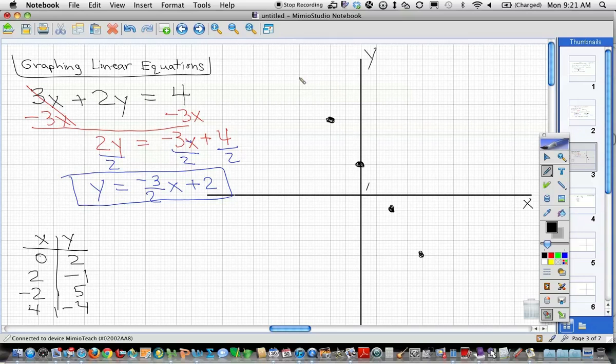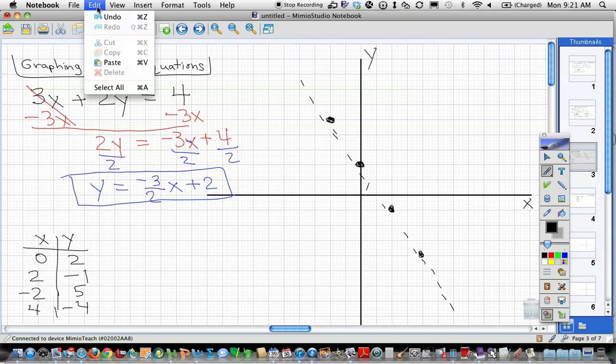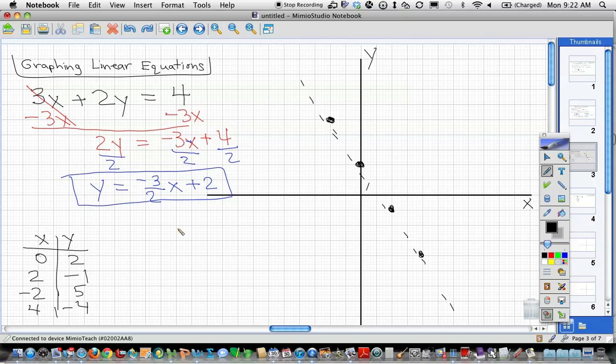Couldn't I do just the top 2 numbers, like the 0, 2 and the 2, -1? Well, you could have, but if you plotted one of them wrong, then your line would go somewhere else. If you do 4, then you always can catch if you goofed up one. So that's why we always said do 4. And then we wanted to draw our line all the way through there. Okay, now, I'm going to undo my little line in there. All right, that was with the table.